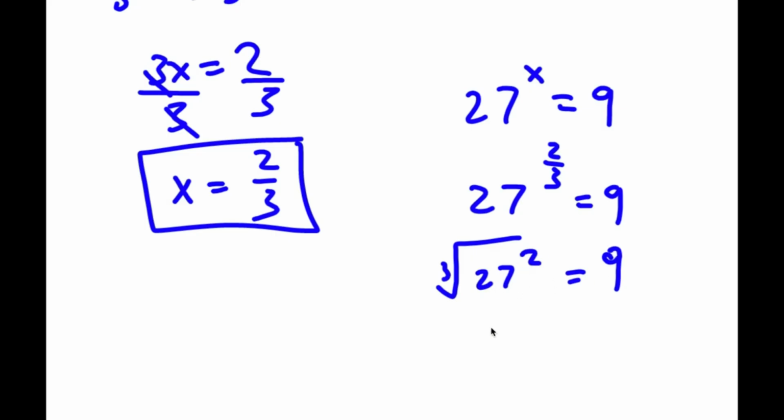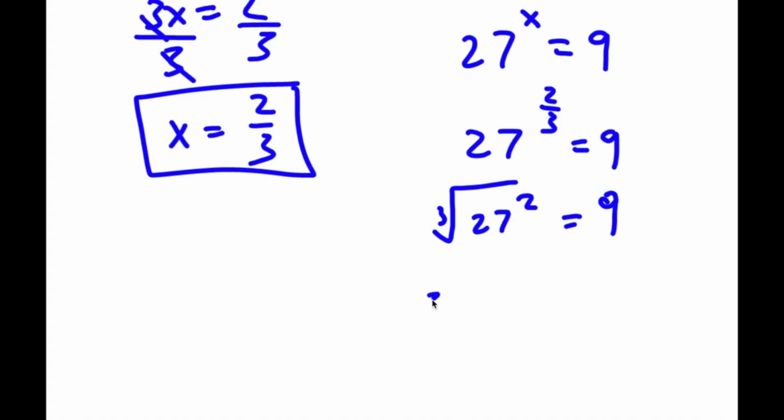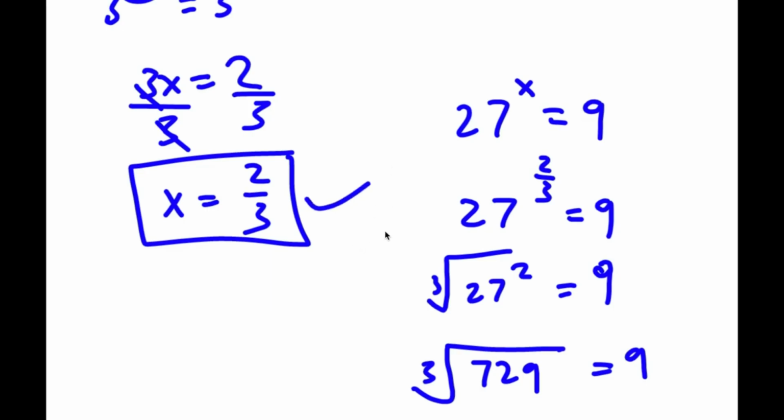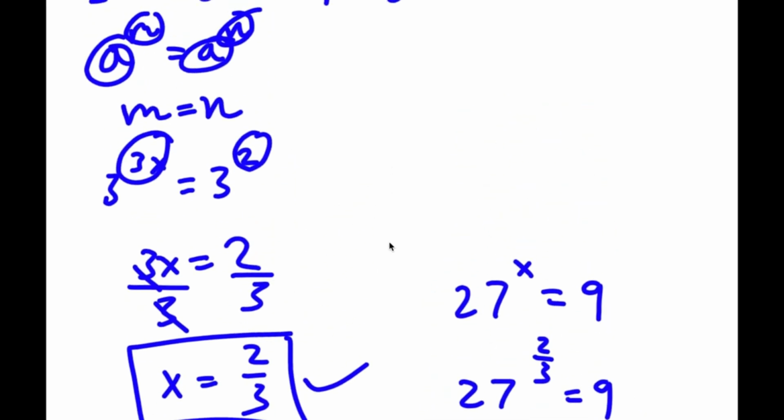Now 27 squared is equal to 729. So now I have the cube root of 729 is equal to 9. So I have 9 is equal to 9 because this is right. We know that our solution x equals 2 over 3 is right. All right.